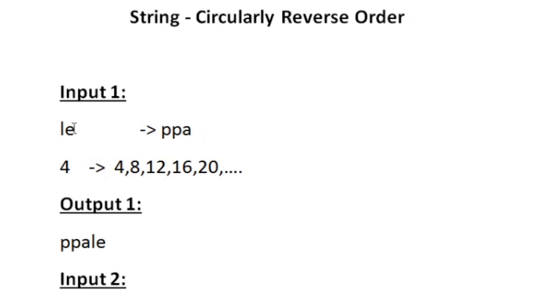And now the 13th character would be E, then 14 would be L, then 15 would be E, and then 16 would be L. So 16 is the next multiple. I am printing L and deleting L. And the next is 20. There is only one character left. So now we have printed all the characters that are present in apple like this, and this is our output. Similarly, for sample input 2, we apply the same procedure.